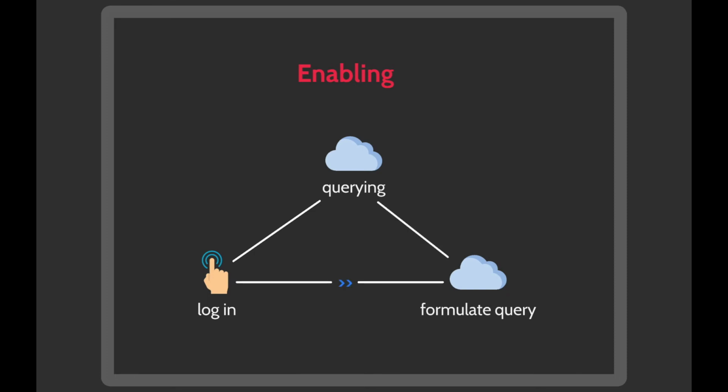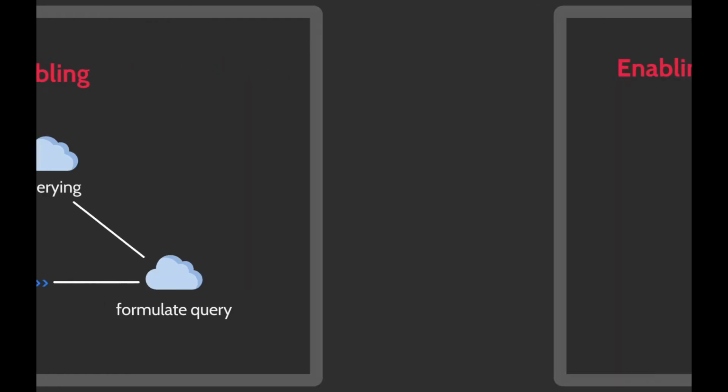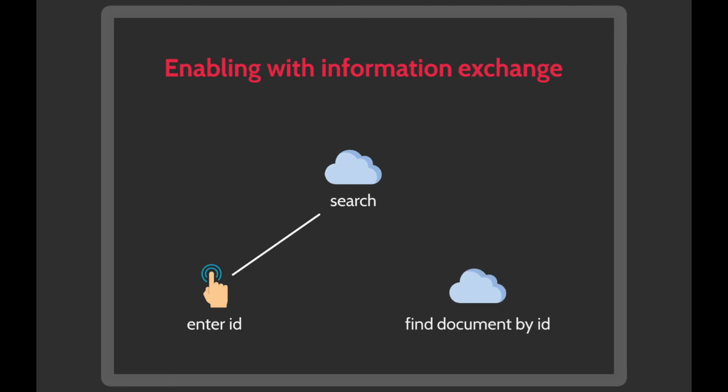Then we have also a special case of enabling. It's enabling with information exchange. It's like enabling, but it also specifies that information produced in the first task is used as input for the second task. For example, the system looks for a document only after the user specifies its ID, and the results will depend on the ID that is specified. For this, we will use this symbol.